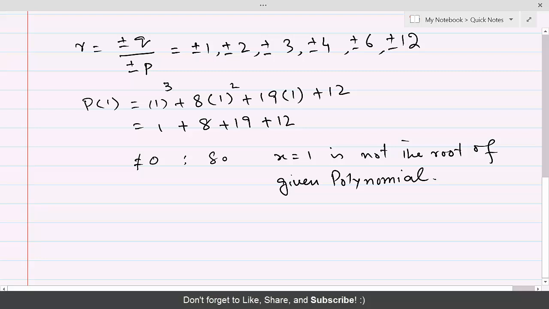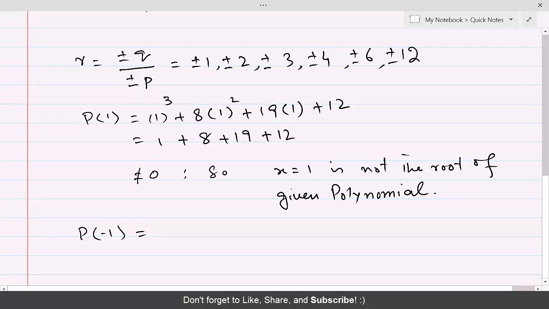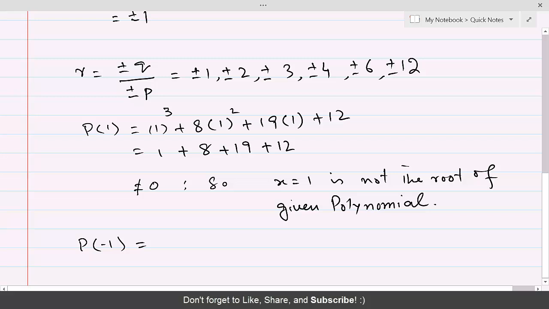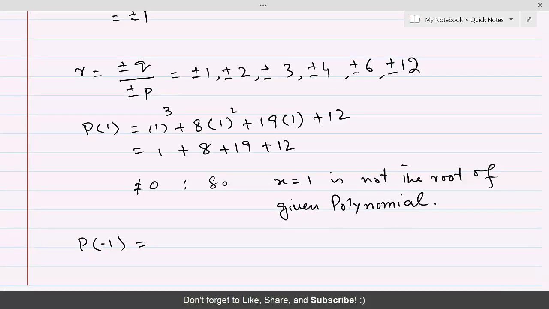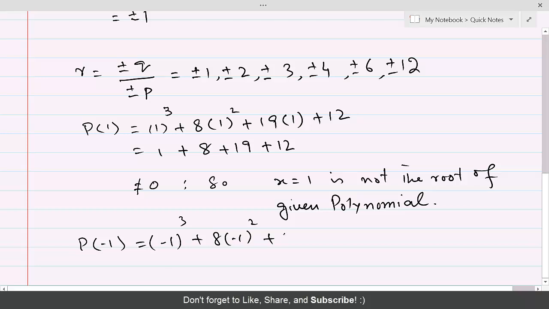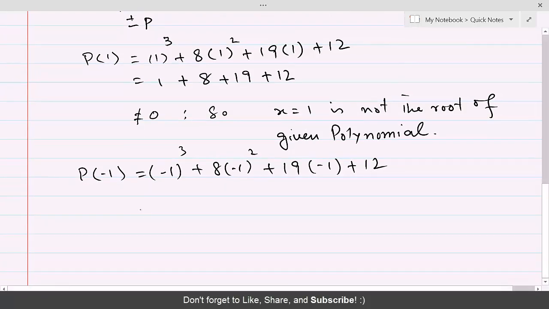Now we know that 1 is not a root. Let's try minus 1. P of minus 1. Again do the same thing: in the given polynomial, replace x with minus 1. It's simply evaluating an expression, which we learned at the start of algebra. So this would be minus 1 cubed plus 8 times minus 1 squared plus 19 times minus 1 plus 12. Minus 1 to an odd power is always negative, so this is minus 1. Minus 1 to an even power is positive, so this is plus 8. This is minus 19, and that is plus 12.